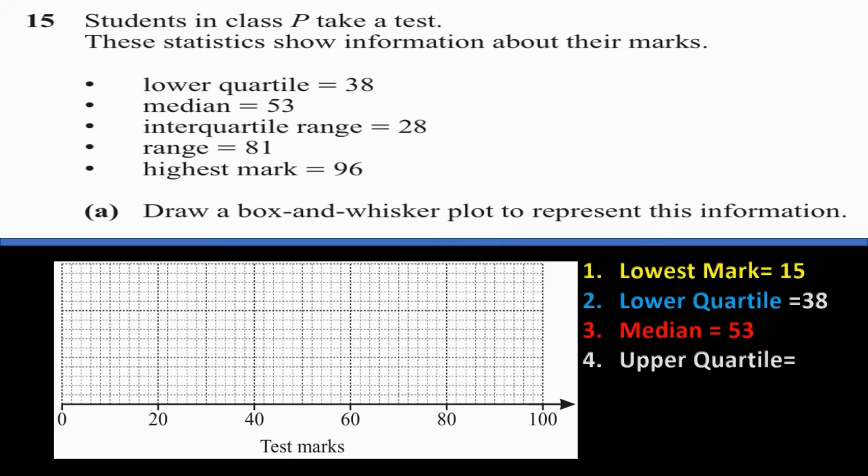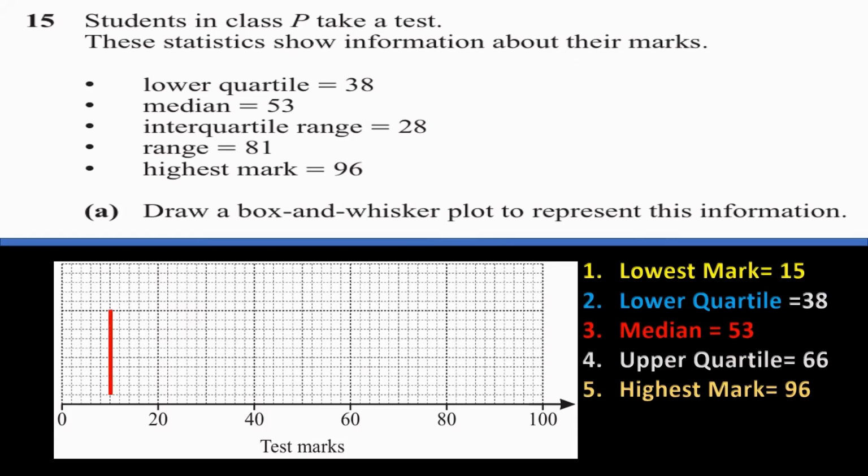We have the lowest mark, which is 15. The lower quartile, which is 38. The median, which is given, 53. The upper quartile, remember, from our previous slide, 66. And the highest mark, which is given, 96. So all the 5 items are here. Let's move to the graph now to demonstrate the box and whisker plot.